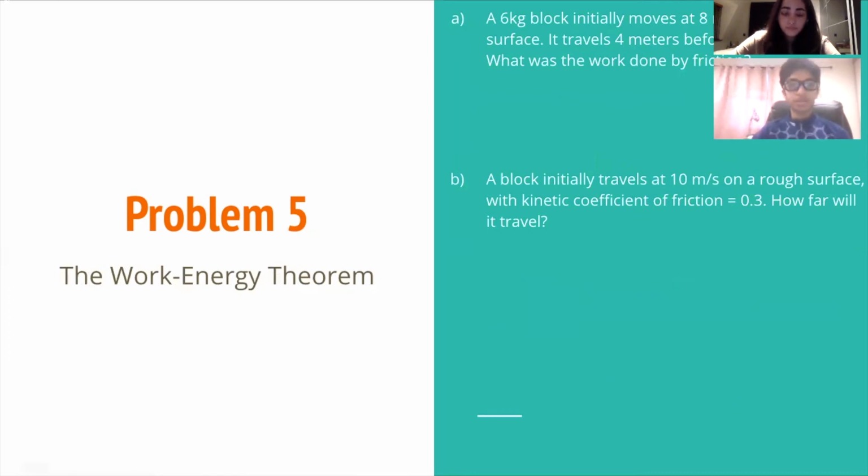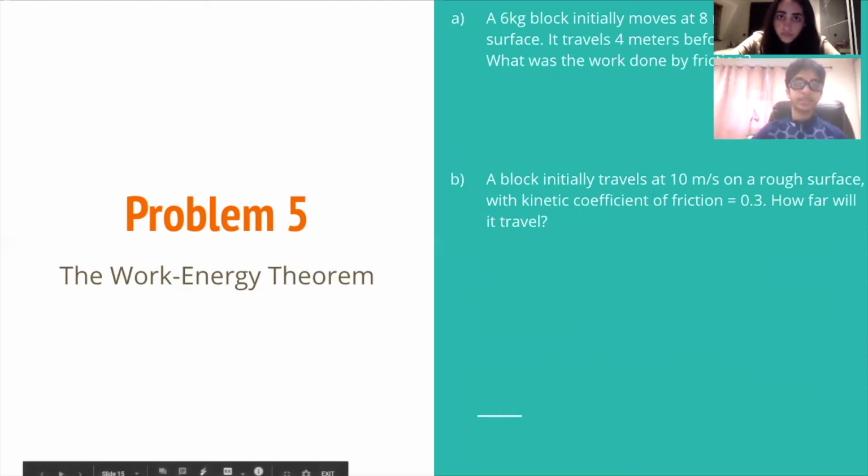For the next problem, we're going to be using the work energy theorem. For the last one, we mostly used the conservation of energy. So we have a 6-kilogram block, initially moving at 8 meters per second on a rough surface. It travels 4 meters before coming to rest. What is the work done by friction? So I'll give you 3 seconds to pause.